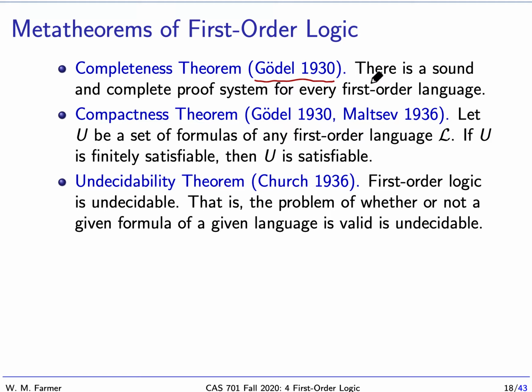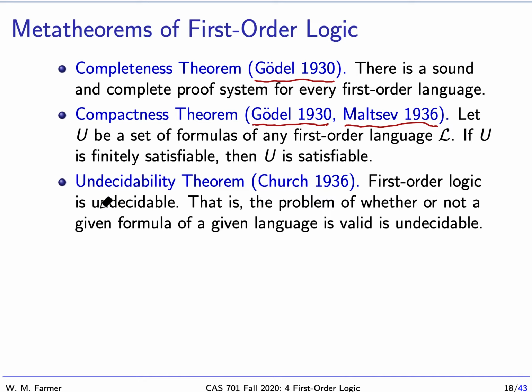So we had the completeness theorem like this for propositional logic as well. There's also the compactness theorem. This is due to Gödel, 1930, and the uncountable version was proven by Maltsev in 1936. This says if U is a set of formulas of any first-order language, if U is finitely satisfiable, then U is satisfiable. Finitely satisfiable means if I take any finite subset of U, I can satisfy it.